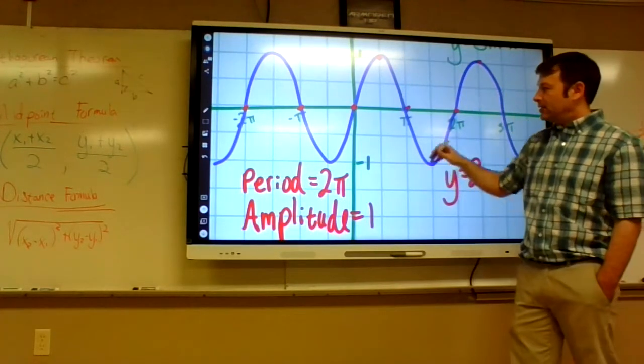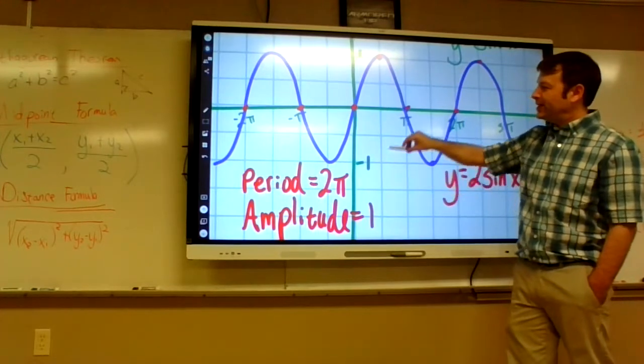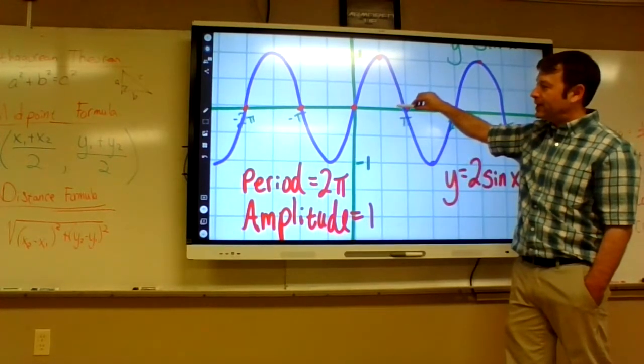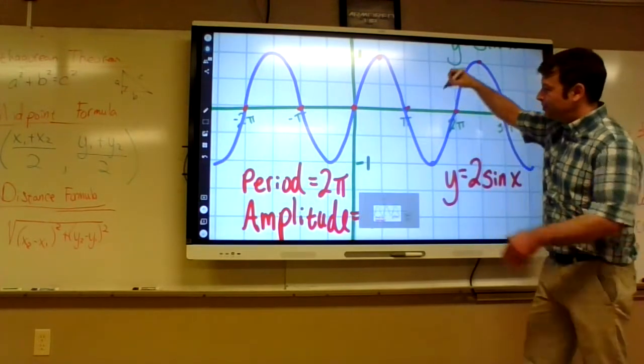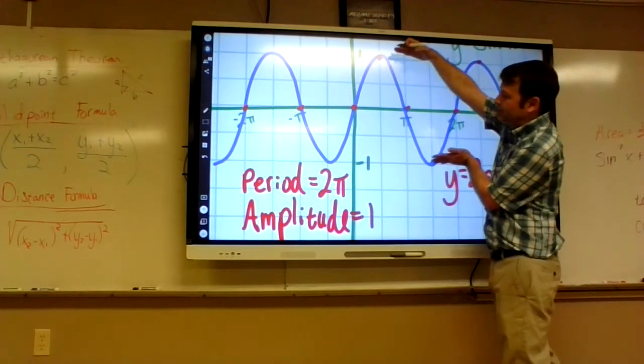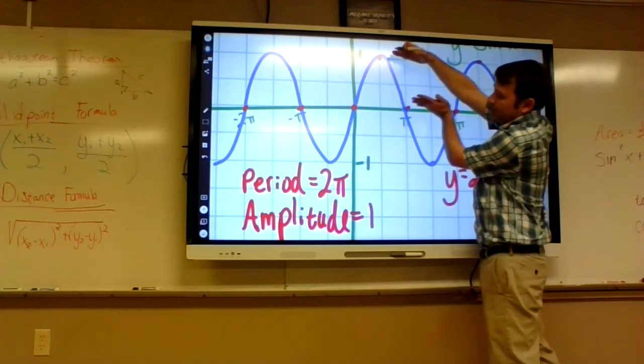Anyways. So the amplitude is not really the height, it's more like half of the height. Because it's going up 1 and down 1 from the middle. So really the height is more like 2, but the amplitude is just 1.